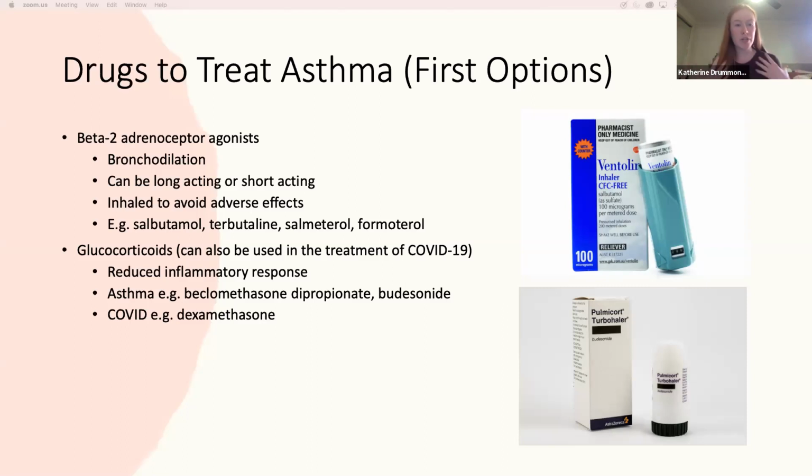So if we were to ingest them into our whole system, it would have a lot of adverse systemic effects that we don't want. So an example of these is salbutamol, terbutaline.